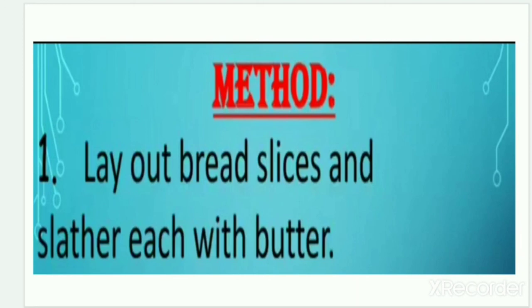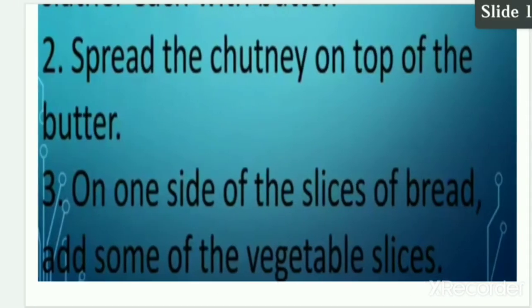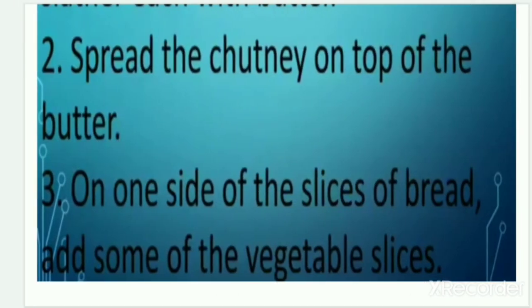Now we will start how to make a healthy veg sandwich. First of all, you will lay out the bread slices and slather each with butter. Secondly, spread the chutney on top of the butter. You will take the green chutney and the tomato sauce and put them on top of the butter.